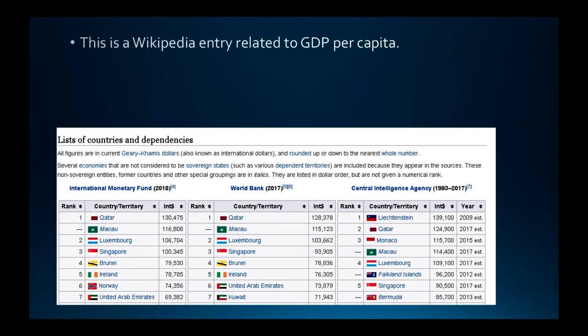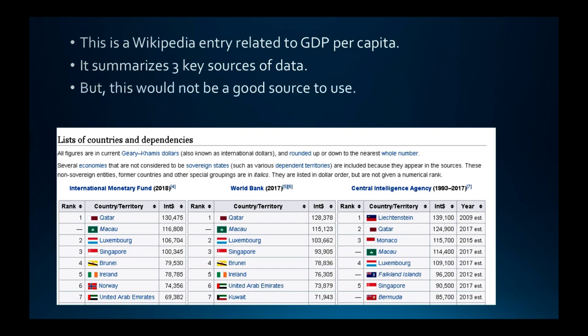This is a Wikipedia entry related to gross domestic product per capita. So you see a whole bunch of listed countries, and you see these dollar figures next to them. Basically, they're looking at the average per person income. That's basically what GDP per capita is capturing. And it's listing a whole lot of data here. But what Wikipedia is doing in this example is summarizing data from 3 key sources. So this really wouldn't be a good source for us to use.